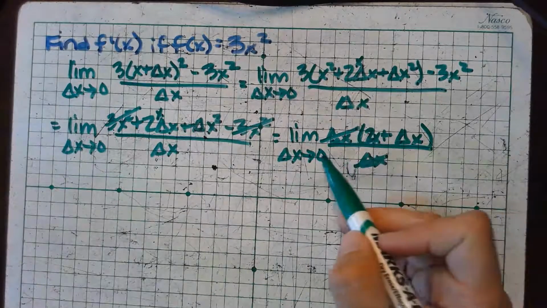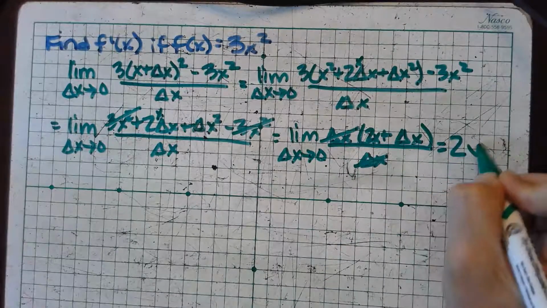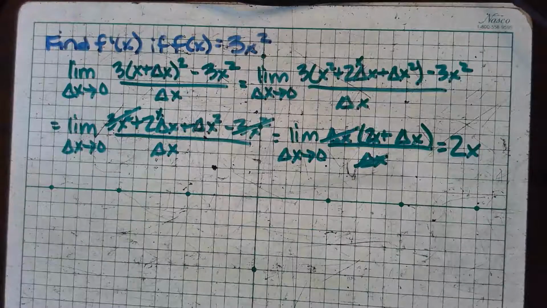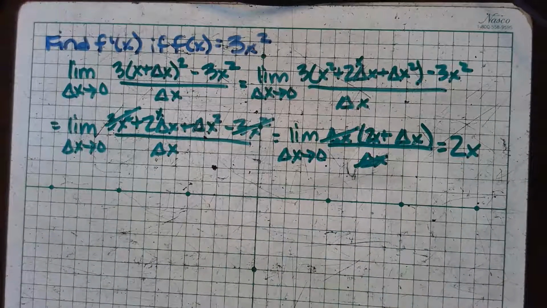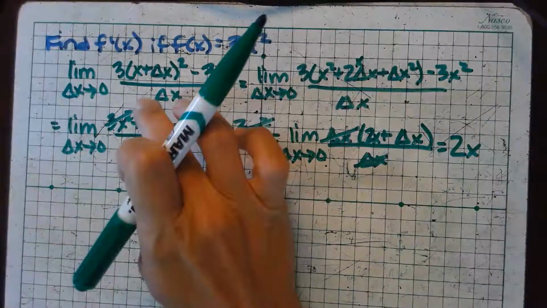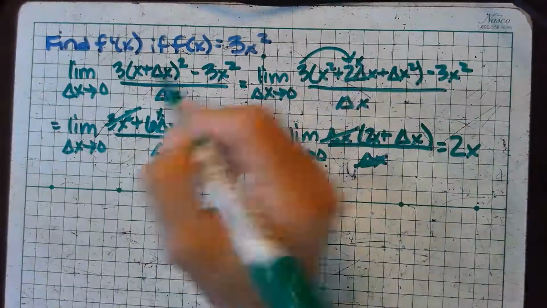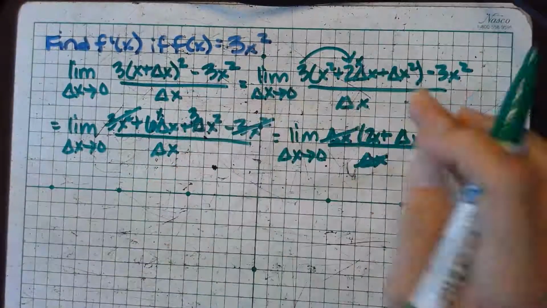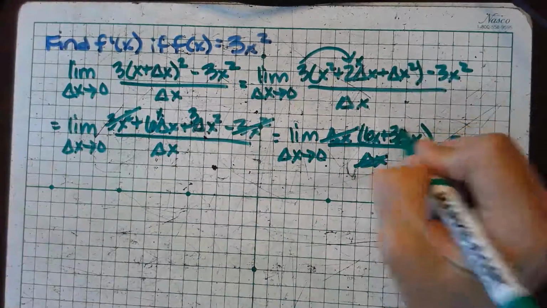And now think, what happens? As delta x goes to 0, this goes to 2x. So the derivative of 3x squared must be, and you know what? I did something wrong. What did I do wrong? I did not distribute this 3 here. So this is 6. See if you make that mistake. I do make mistakes. It's okay, and hopefully I get it all corrected.